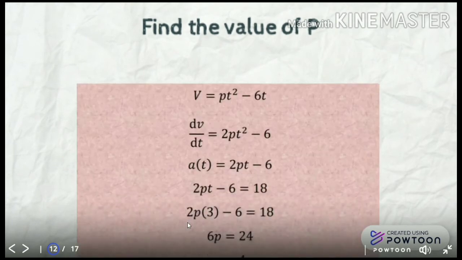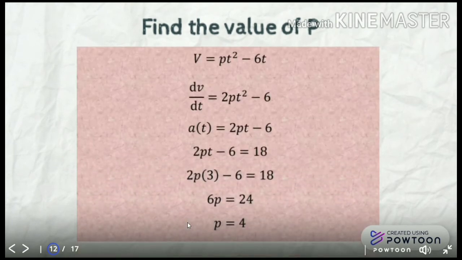So let's begin with question A. Find the value of p. Since the velocity equation is given, to find the acceleration, we need to differentiate the velocity. So the velocity equation is v equal to pt squared minus 6t. When we differentiate, it becomes 2pt minus 6. So the acceleration equation becomes 2pt minus 6.